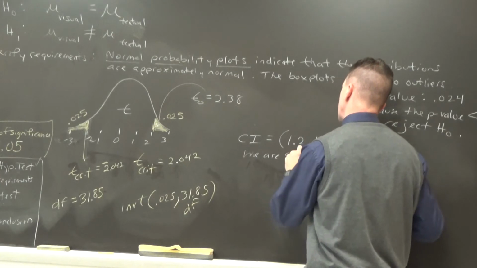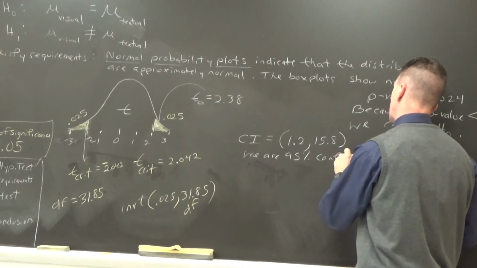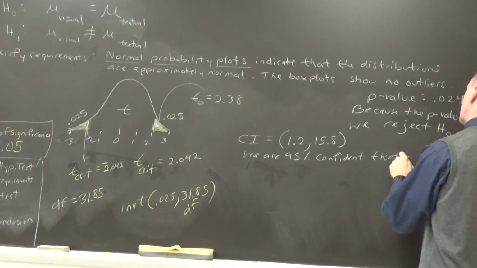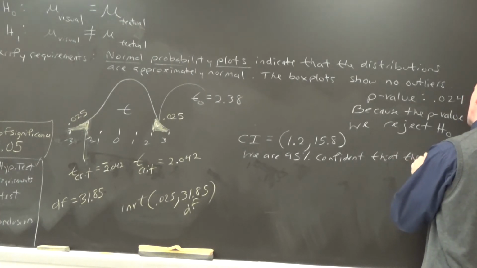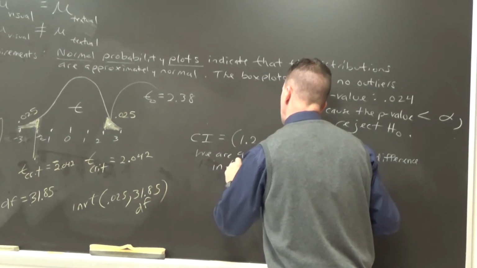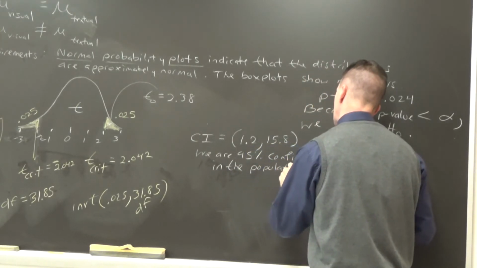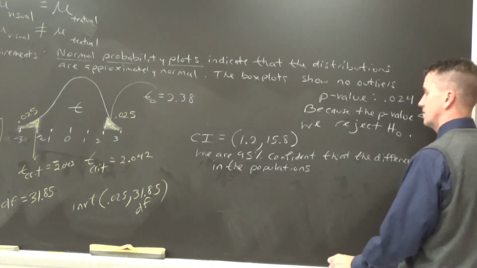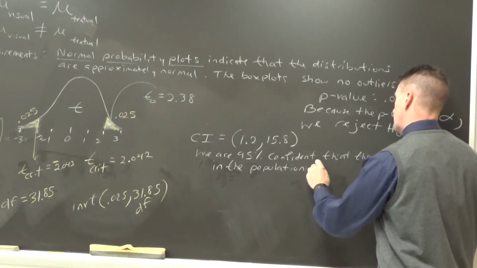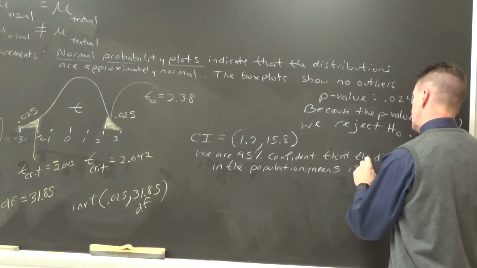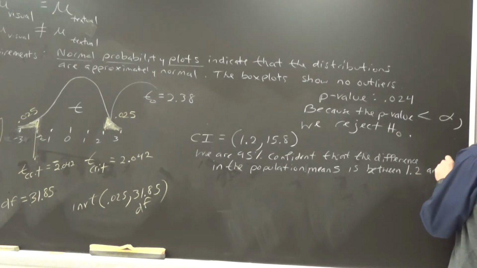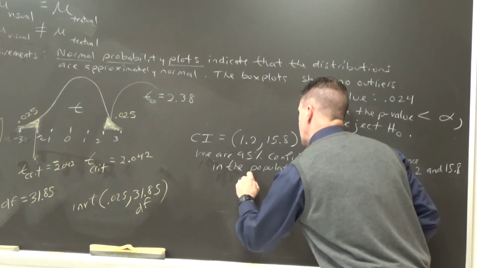We are 95% confident that the difference in the population means is between 1.2 and what? 15.8, and I want to emphasize, and does not include what number?